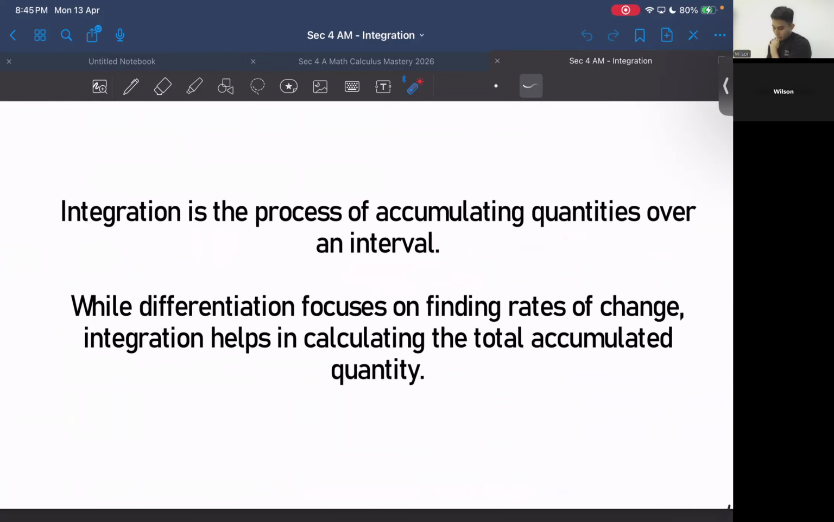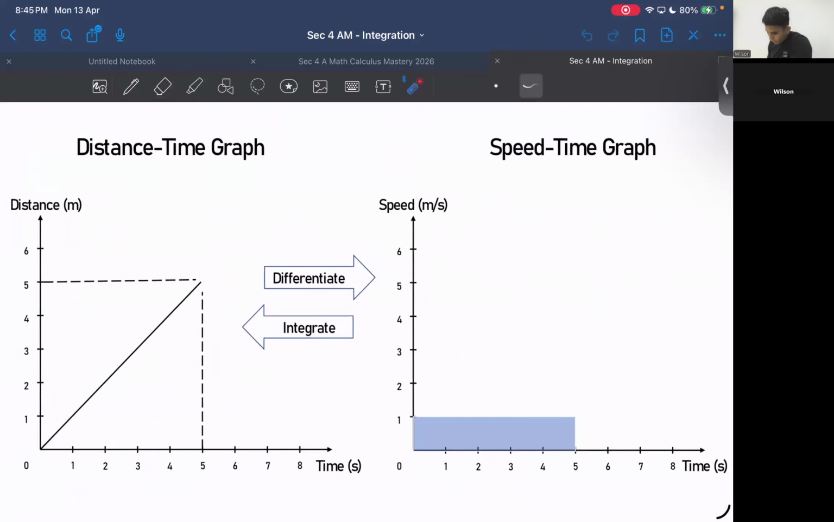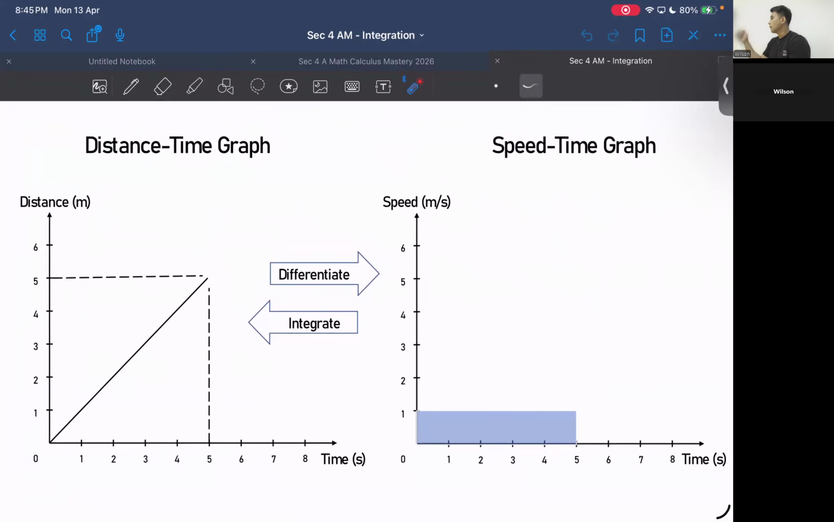Now, differentiation measures the rate of change of something, right? So like your dy over dx, the rate of change of y over the rate of change of x. But integration is accumulating areas across a period. That's why your teacher will definitely tell you in class that integration is the reverse process of differentiation. Now, you will definitely learn this.